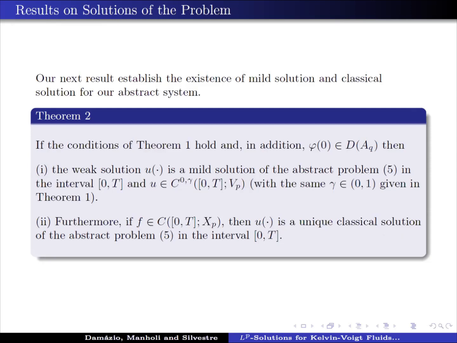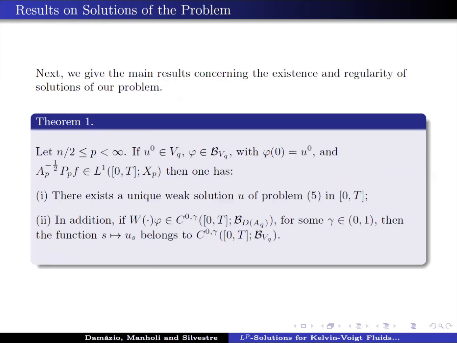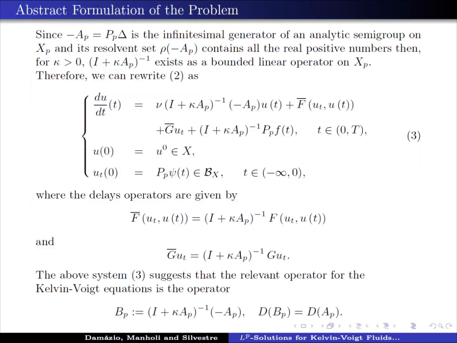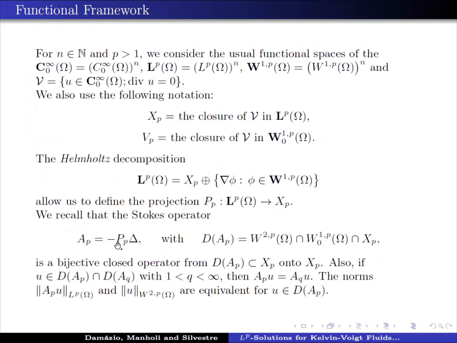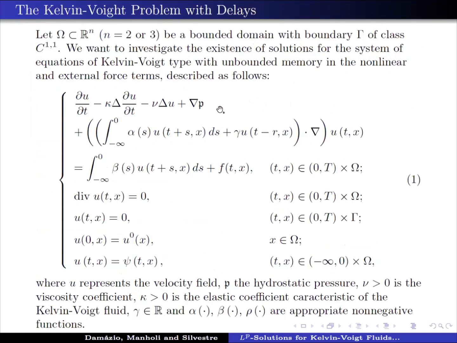So the question is, what about the pressure? Because remember, let me go back here. When I use this projection, this operator, and apply it in this equation, the gradients of functions which are in W1P are elements of the kernel of this operator AP. So when we apply the projection to this equation, this term, grad of P, disappears. So now we have to recover this term in order to get the pressure solution for the problem.